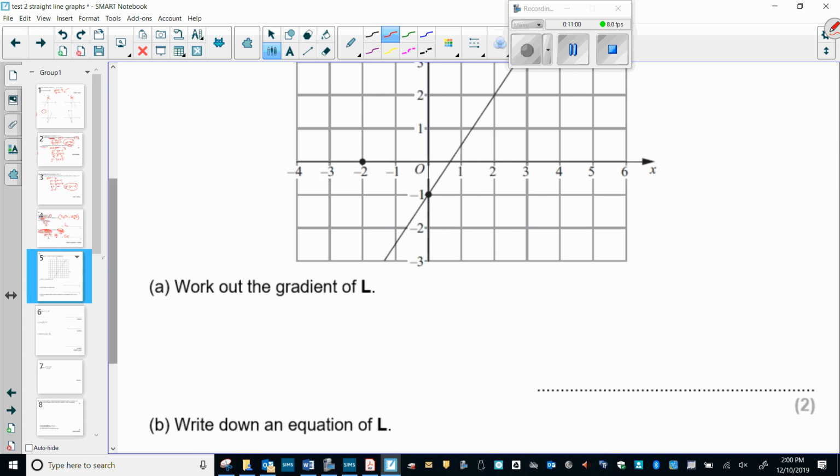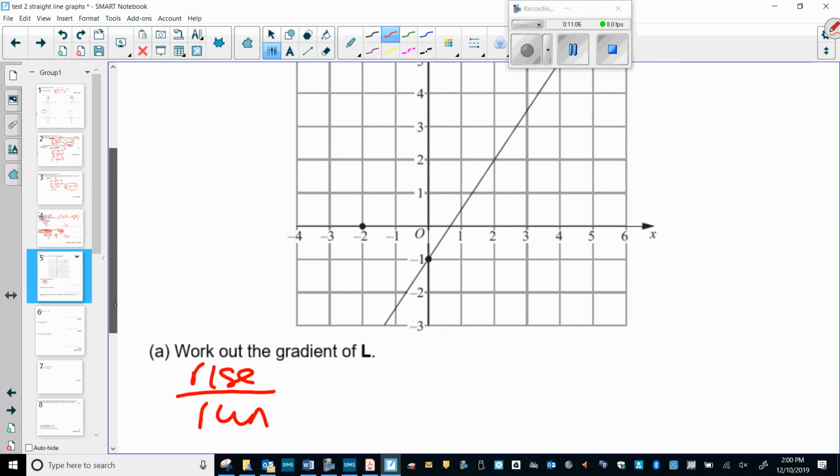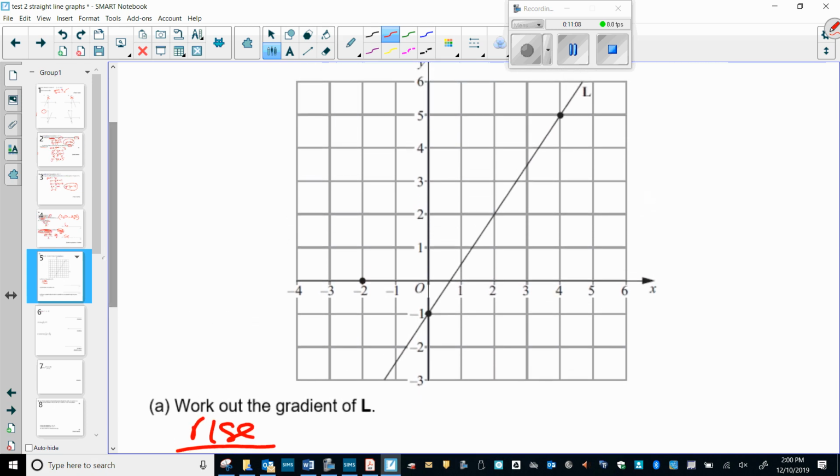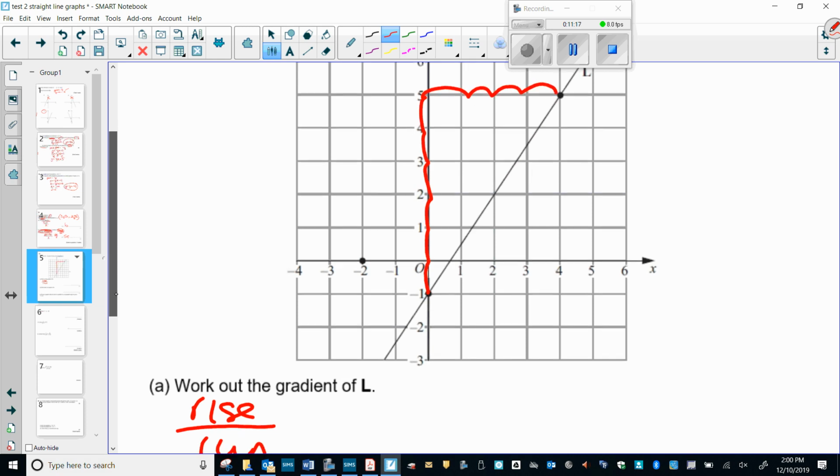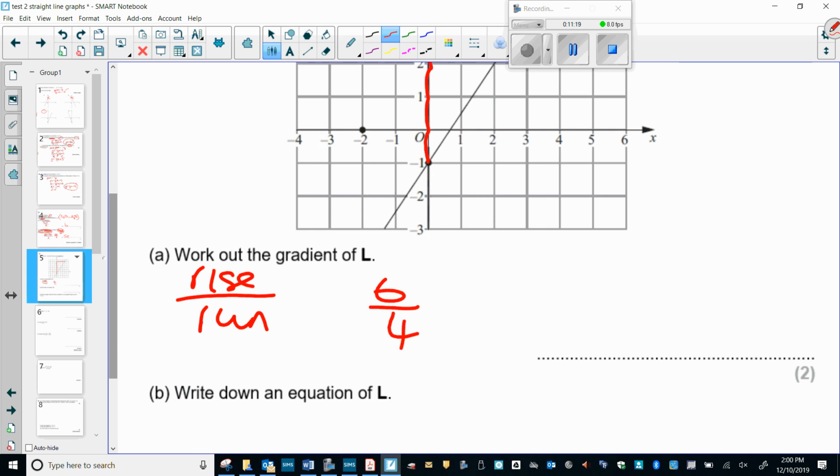Thank you, Julia, for shouting out. So it's rise over run. We would find the measure or distance from one point to another. So our rise would be 1, 2, 3, 4, 5, 6, and our run would be 1, 2, 3, 4. So 6 over 4 equals 3 over 2. 3 over 2 or 1.5 is fine.